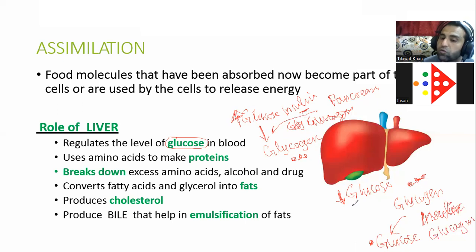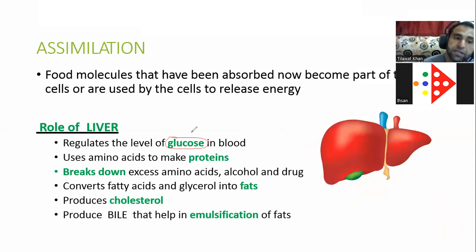Yeah. Once the glucose level is, for example, less than normal in your body, so your body needs the glucose to become high. How will it become high? The store form of glucose, that is glycogen, will convert into glucose by hormone glucagon that's secreted by pancreas. You got it? Yeah. Now, another point, liver also uses amino acid to form protein.